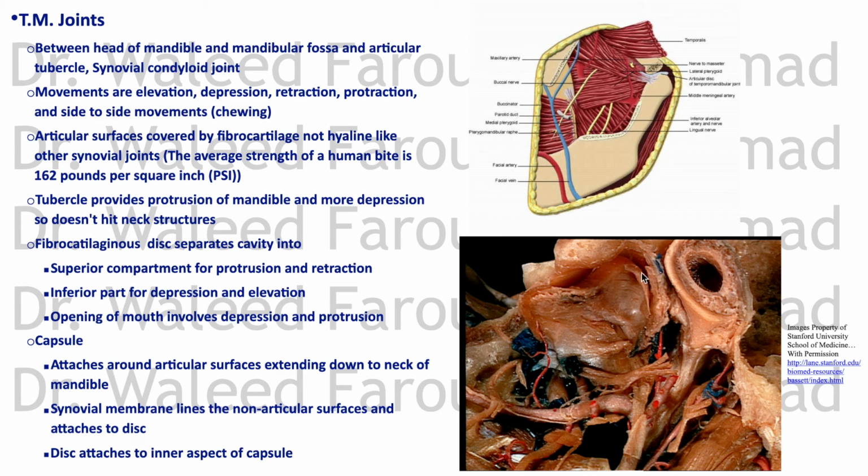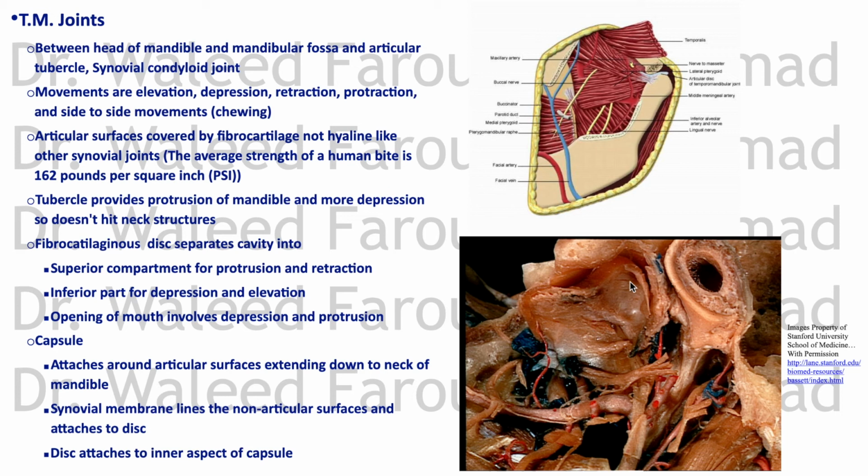The upper compartment is mainly for the protrusion and retraction of the mandible. And observe, if you protrude the mandible, you will push it against the articular tubercle. So actually the head will go down and forwards. Down and forwards.